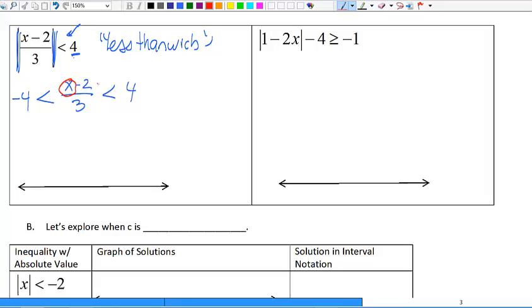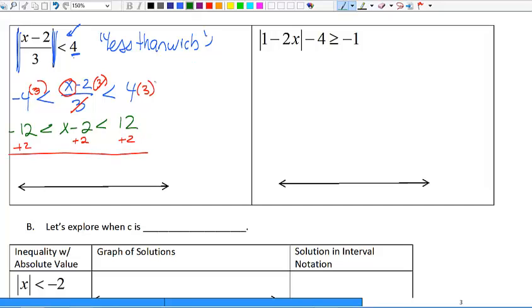So the thing I'm going to do first is multiply all three sides by 3. The reason I do that is so that these 3's divide out nicely, and I'm just left with the numerator x minus 2. And then I have to get rid of the minus 2, so I do the opposite, which is add 2. Whatever I do to one side, I do to all three sides, which leaves me with x between negative 10 on the lower side and 14. So negative 10 is less than x, which is less than 14.